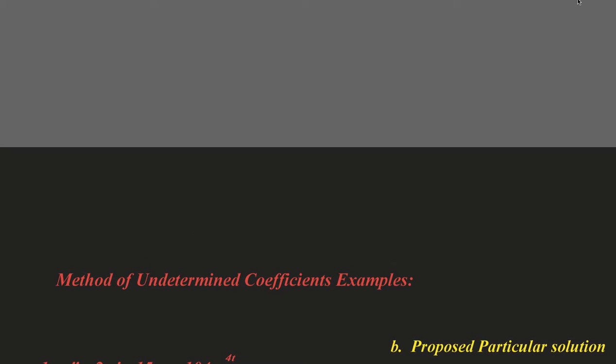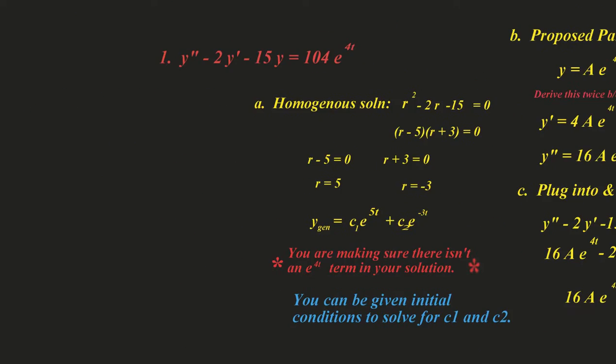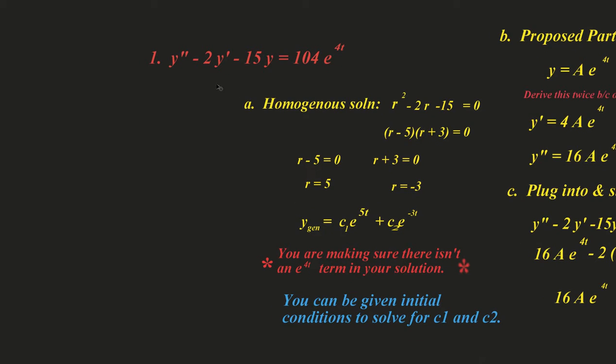So here we have an example. And we have a particular solution we're trying to find for this non-homogeneous differential equation. And basically what we're doing here is we're going to set this equal to 0, find the characteristic equation. We get r equals 5, r equals -3, and then at that point we have a general solution.